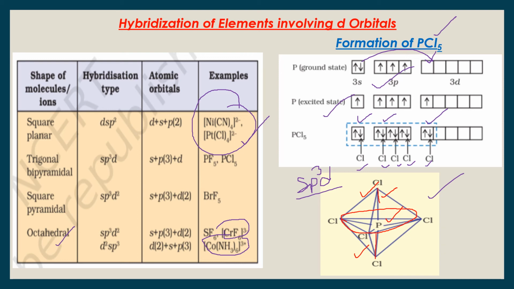Whenever you heat PCl5, it dissociates to give you PCl3 and Cl2. The axial bonds break because they are longer and weaker. The equatorial bonds are stronger, so they do not break that easily. That's the reason.